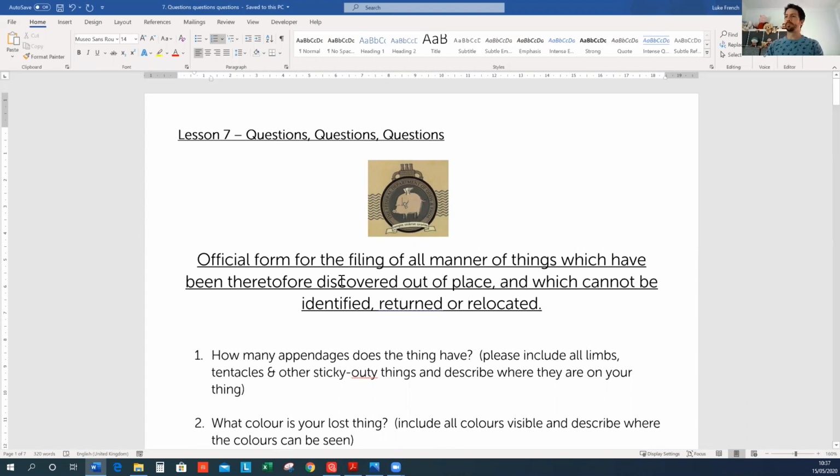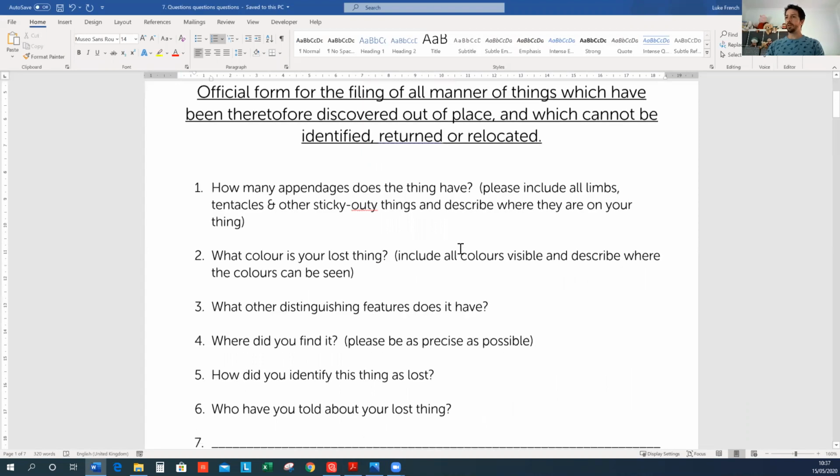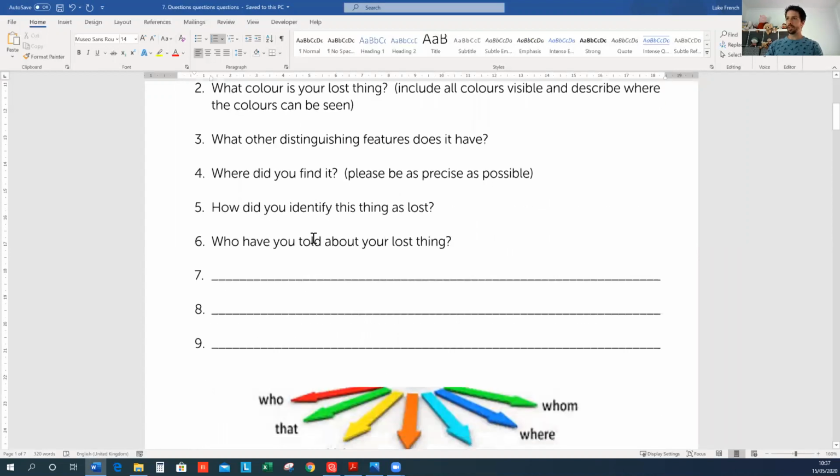Very long title. So I thought of 6 questions. The first one being, how many appendages does the thing have? That's sticky outy bits like limbs, tentacles, any other bits. I noticed the lost thing has a kind of snout, he's got a chimney, he's got bells on his wings. What colour is your lost thing? So don't just say red or orange, try and use detail there. And I've gone on for 6 other questions.